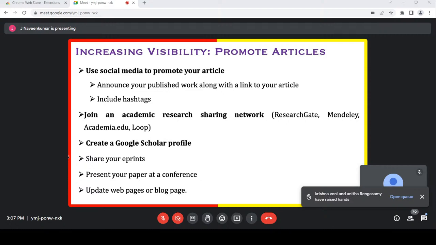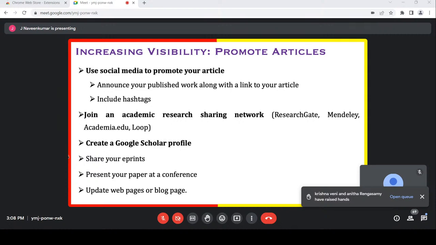The other way of improving visibility is promotion. What you can do to promote your own article, once it is published, is post it on social media and tag your co-authors, right? Also try to join research sharing networks. You have ResearchGate, Mendeley, Google Scholar, and Vidwan. Vidwan is a government platform linking experts throughout India, our nation. You can join Vidwan and share your research potential there also, right?